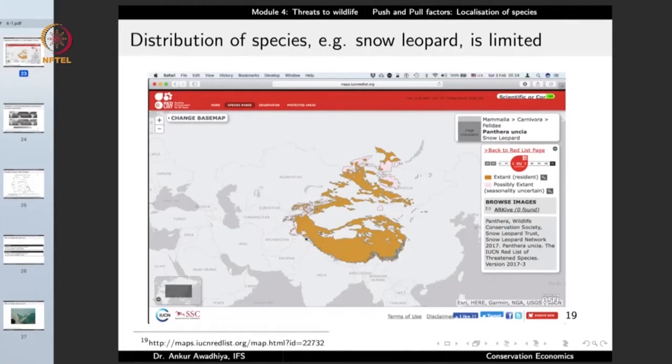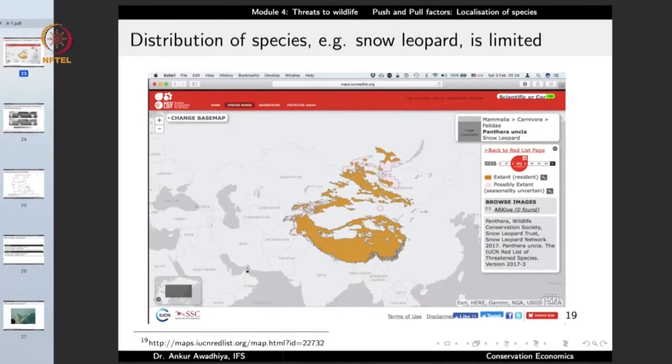The yellow colored region is where the snow leopard is found, and the pink colored region is where it probably may be found, but we do not have very good evidence. Now you can observe from this map that the snow leopard is found in these mountainous areas. It is not found in our northern plains. It is not found in the Deccan Peninsula. It is not found in the desert. It is only found in these areas. Now the question is, why do we find the snow leopard only in these areas?